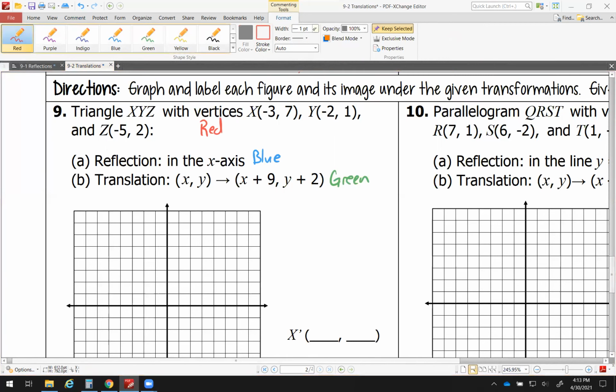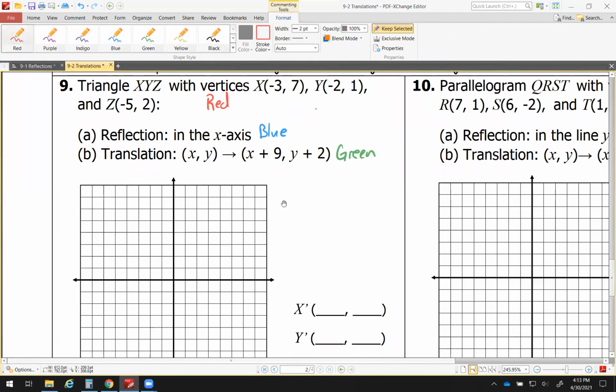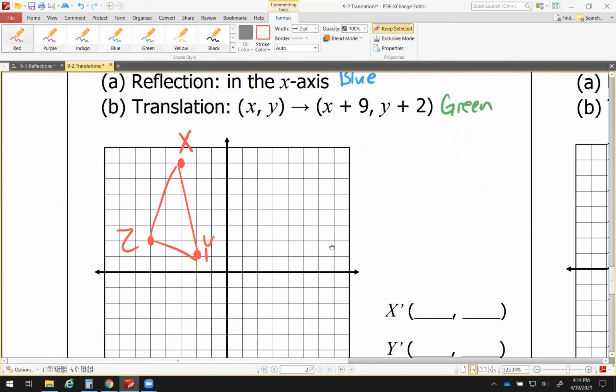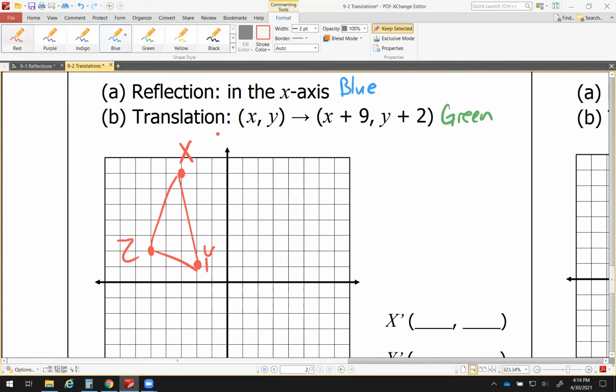Okay. So let's go ahead and get the initial triangle on here. We've got X at -3, 7. Y at -2, 1. There's Y. And then Z, we're going to go -5, 2. There's Z. So my triangle X, Y, Z looks something like that. All right, and the first transformation we need to do is to reflect over the x-axis. So I'm going to highlight the x-axis.